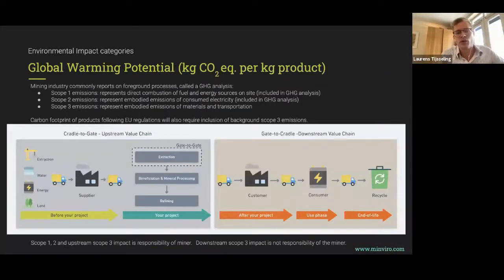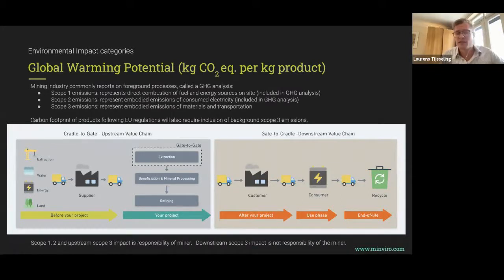And so let's talk about the carbon footprint, because this is quite well reported on in the mining industry at the moment. But the mining industry usually talks a bit more about the foreground processes. That's what they call a greenhouse gas analysis. And what they tend to differentiate in, especially for the greenhouse gases, are the scope 1, 2, and 3 emissions. And scope 1 emissions are the impacts associated with, for example, direct combustion of fuels on site. So think about, for example, the diesel consumed by a haulage fleet. Scope 2 emissions, you look at for example, the embodied carbon footprint of the electricity that you consume on site.